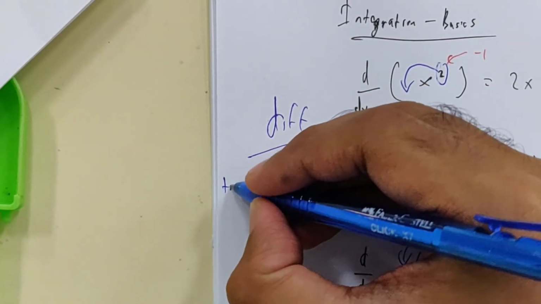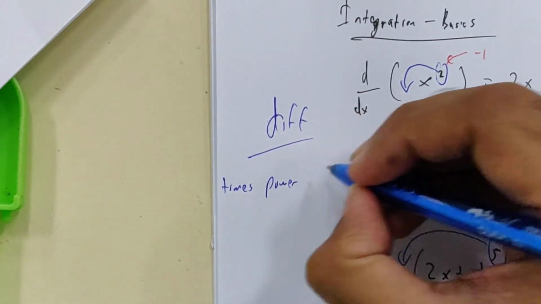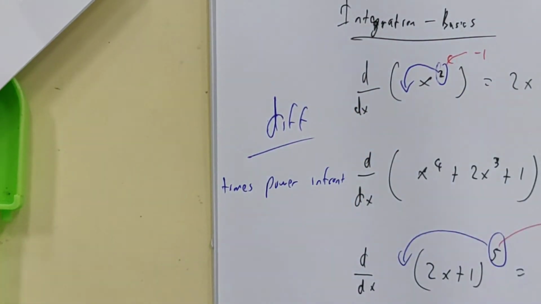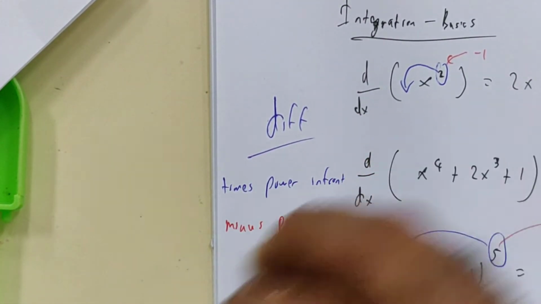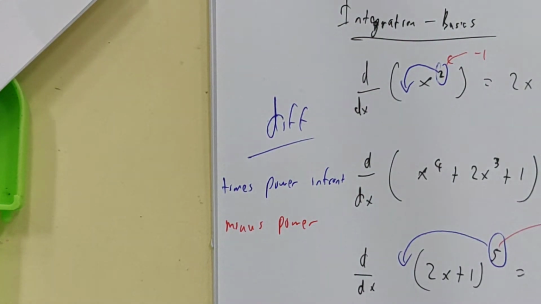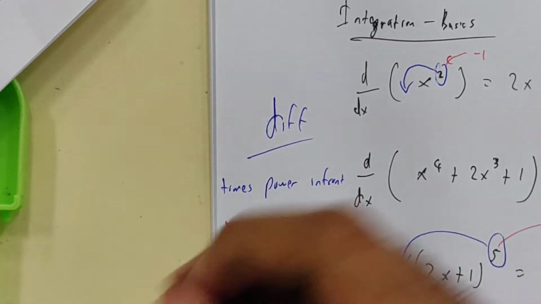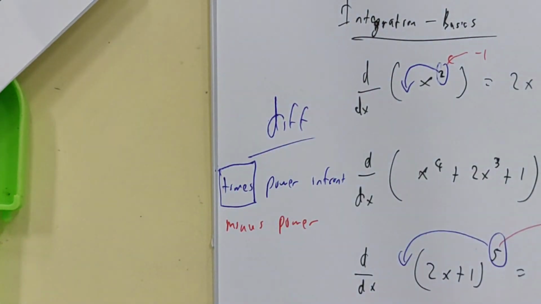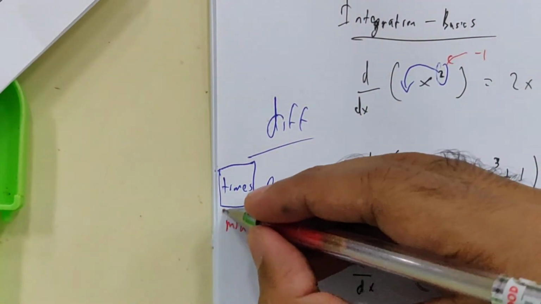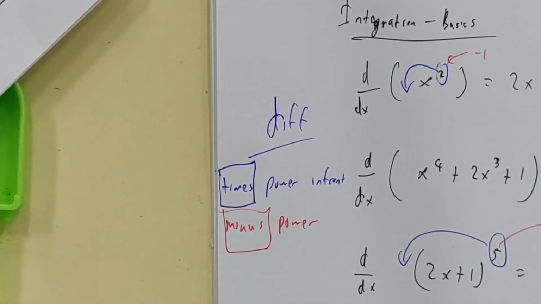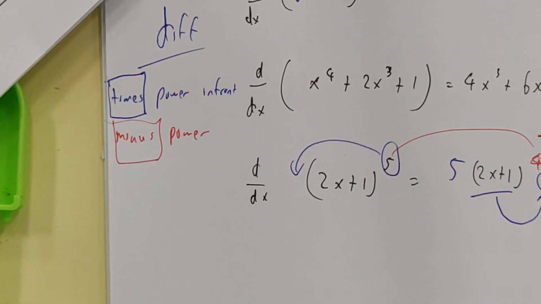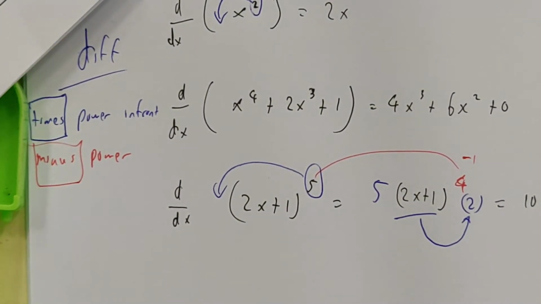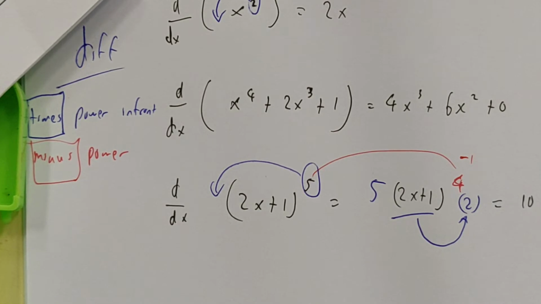You bring power times power in front, and then you minus power. Of course, the main things is times and minus. So let's look the difference of them. Can you okay? Tak tahu kan? Dah salin ke?